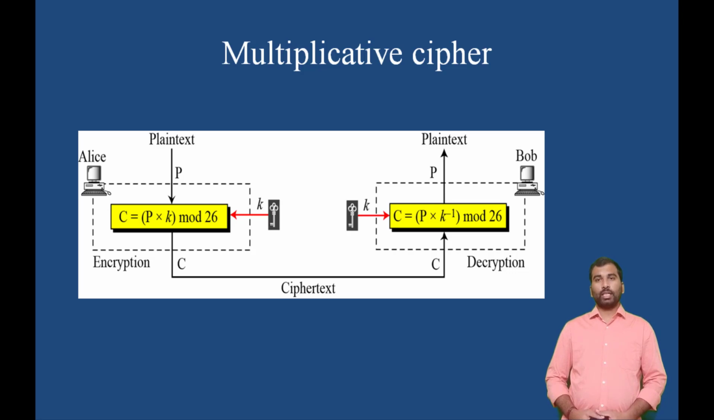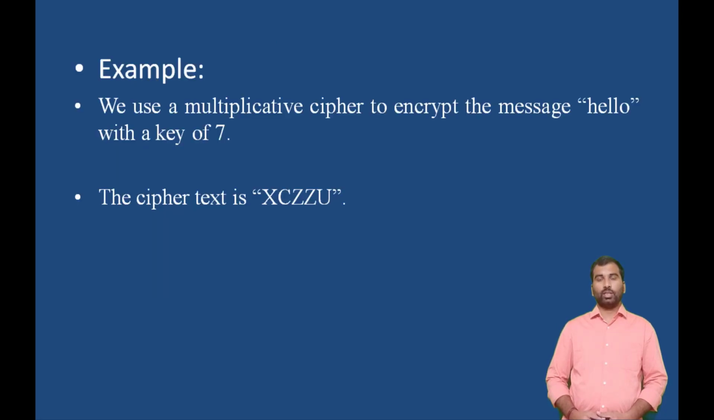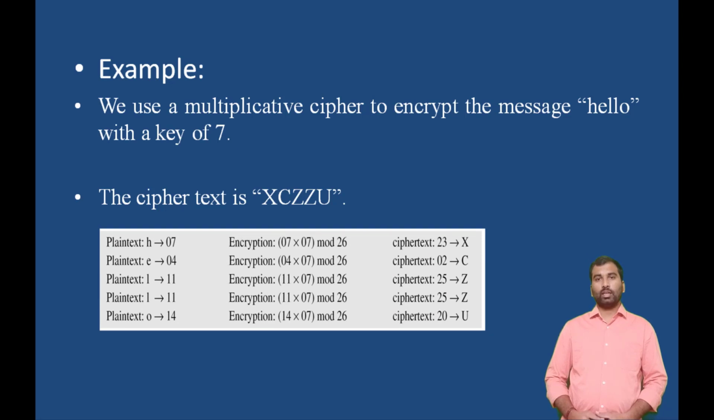So if we use the multiplicative cipher to encrypt the message hello with a key of 7, the ciphertext is like this: X, C, Z, Z and U. So you can see the plain text. H represents 7, E represents 4, L represents 11 and O represents 14. Now in order to encrypt this message, we have to multiply with the key, that is 7. If we perform 7 times 7, that is 49 mod 26, the result is 23. So we get the value X. Like that we have to perform for all the alphabets.